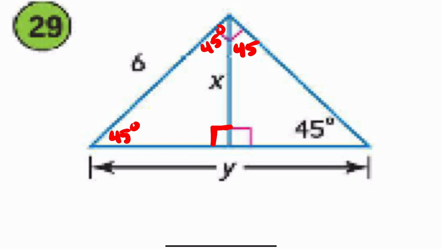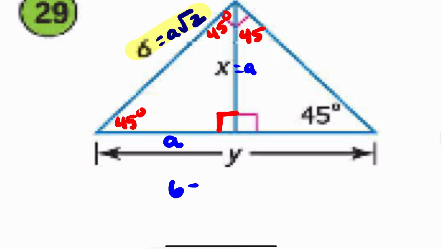So what I'm going to do is label my figure. I'm going to label this triangle with the formula chart that I have. If I say across from 45 degrees, I'm going to set x equal to a. And across from 45 degrees over here, this side has to be a. And then lastly, this 6 is going to be equal to a root 2. This has enough information to work with.